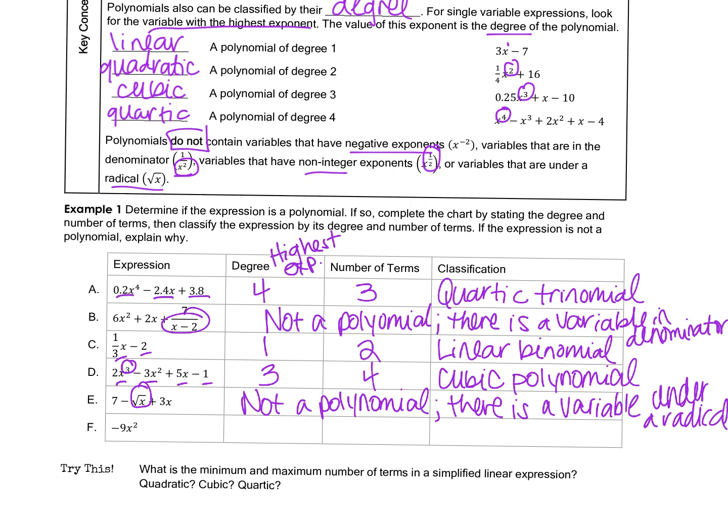Okay, notice the next one. We have a variable. The highest exponent is 2, so that's our degree. Notice there's no addition sign or subtraction sign, so this is only one term. Based on our degree, if it's 2, it's quadratic.